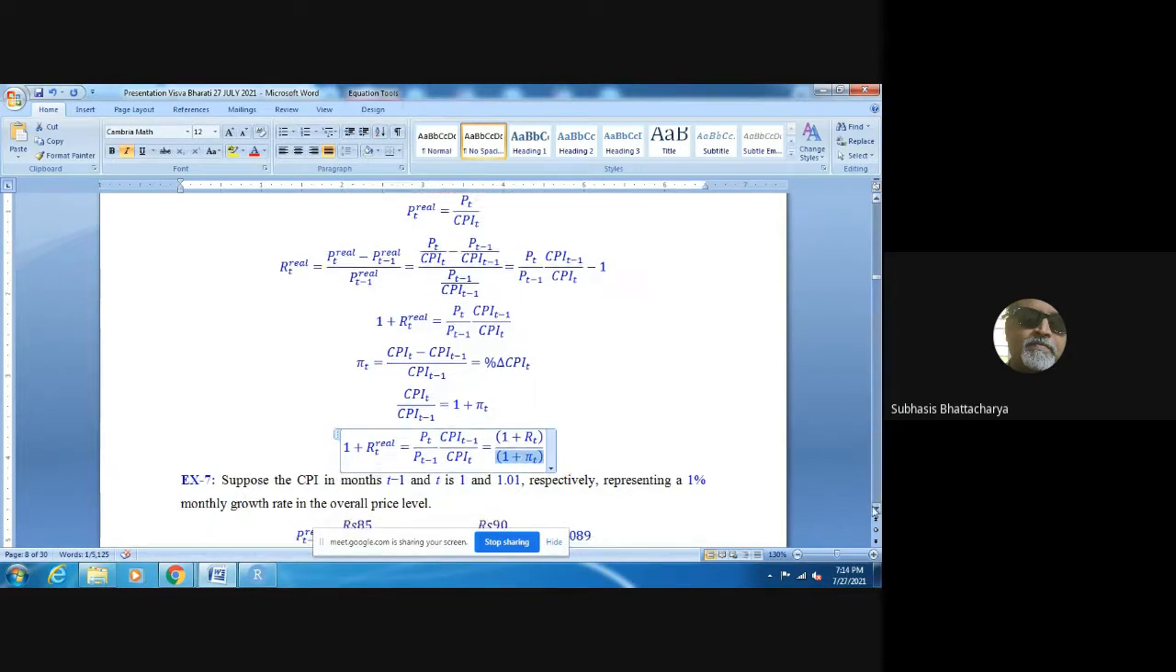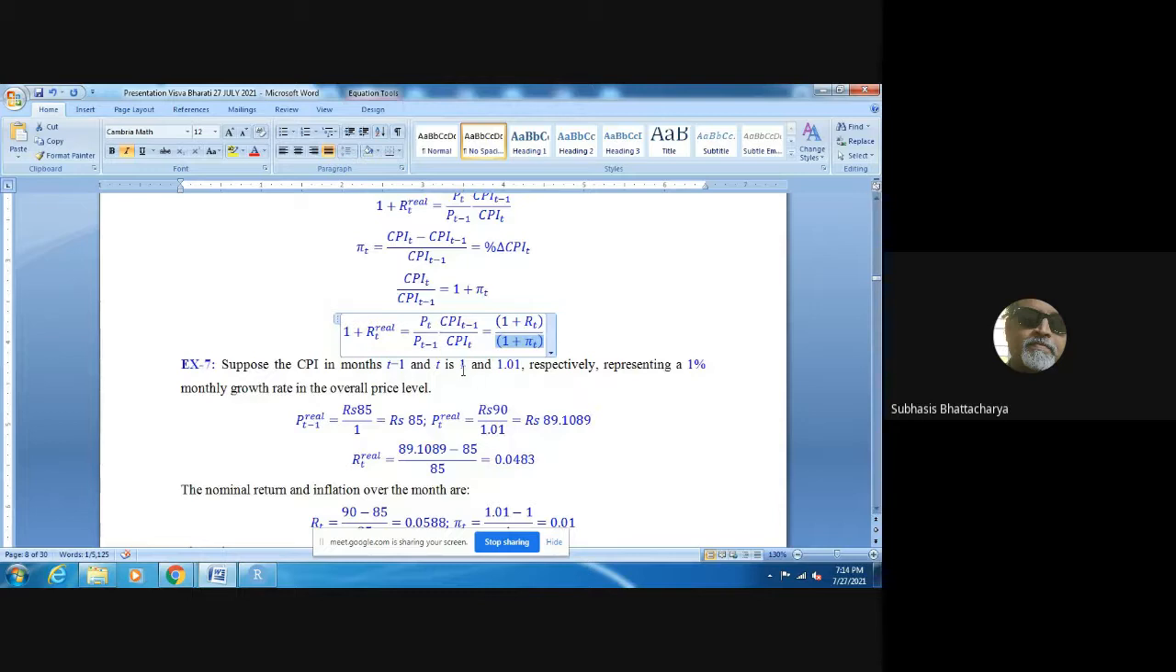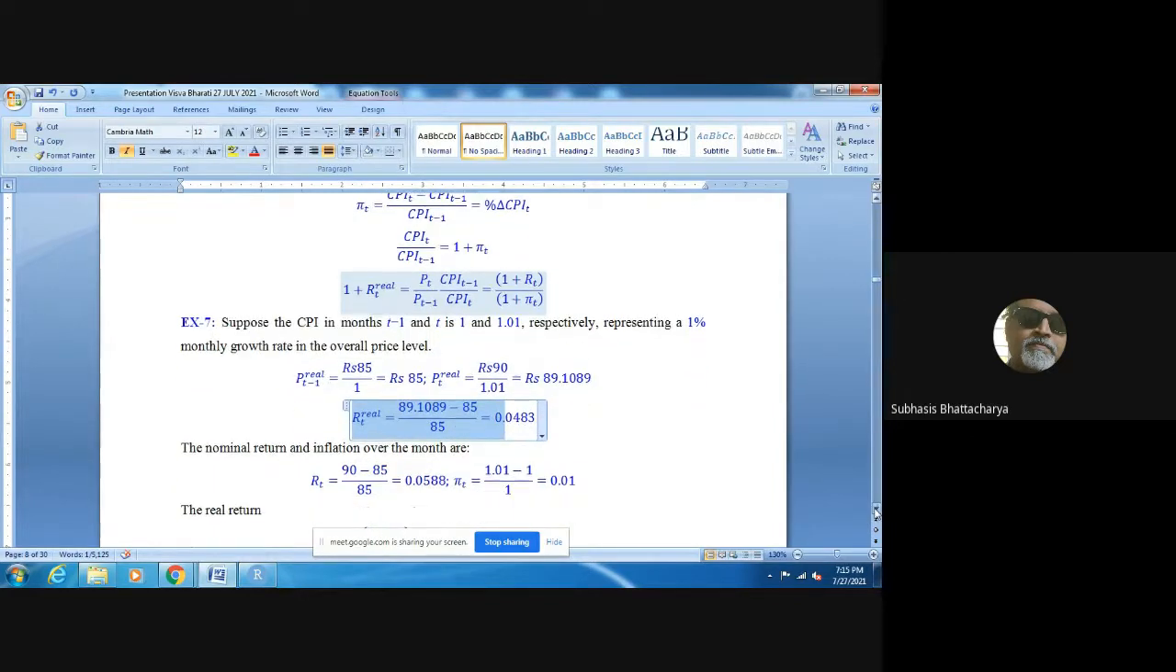For example, suppose the CPI is growing by 1%, that is, the consumer price index is going up at a 1% monthly growth rate. So the real price of Microsoft is 85 by 1, that is 85, and after one period it becomes 90 by 1.01, that is 89 point something. So what is the real return? That is this. So you can adjust for inflation also.